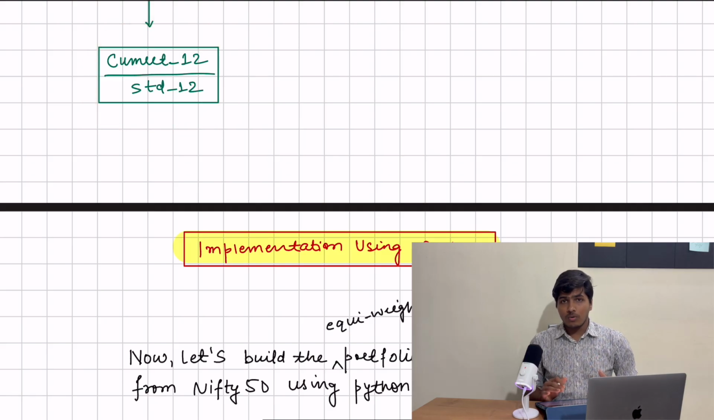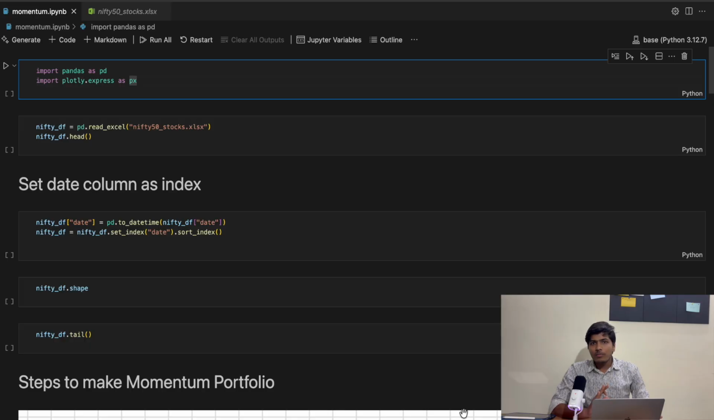Let's go with the code. Before moving forward, I want to make one correction: instead of 5 stocks, I am going to build a portfolio which has 10 stocks. Now let's see how we can build this.